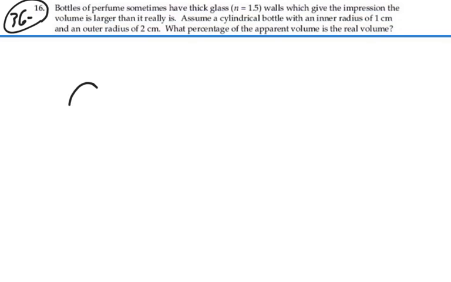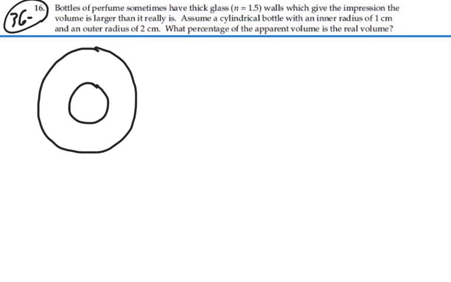Alright, if we were to consider this bottle as it actually is, looking at the cross section of it, it truly has an inner radius of 1 centimeter. That's how much of the volume is actually occupied by the perfume. So the true radius is 1 centimeter. The real volume would be the volume of that inner portion of this bottle, which would be the cross-sectional area, pi r1 squared, times the length of the bottle.